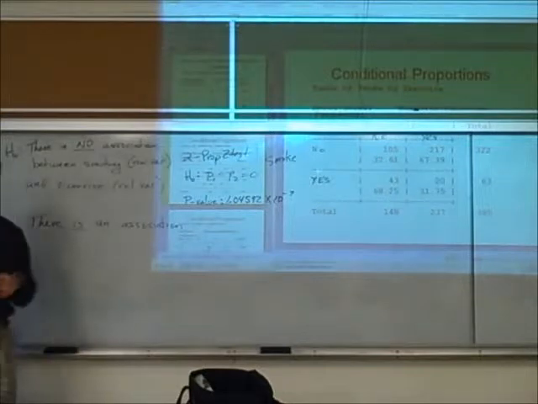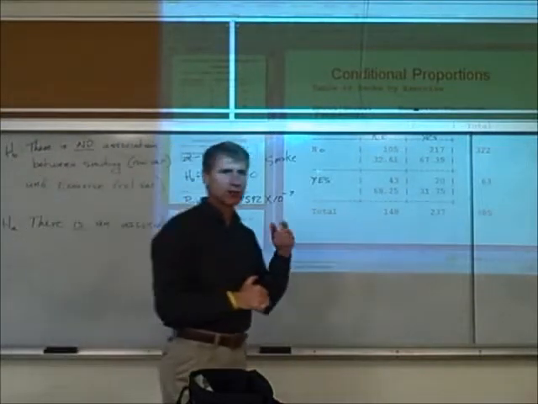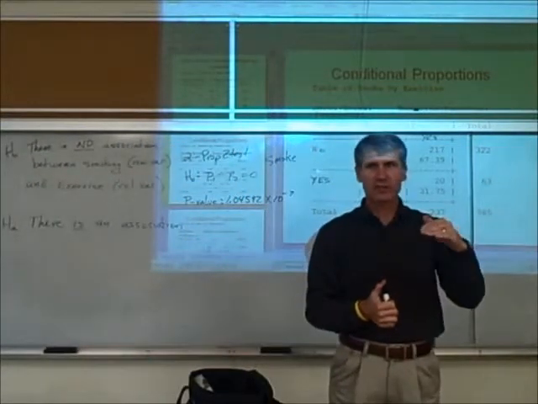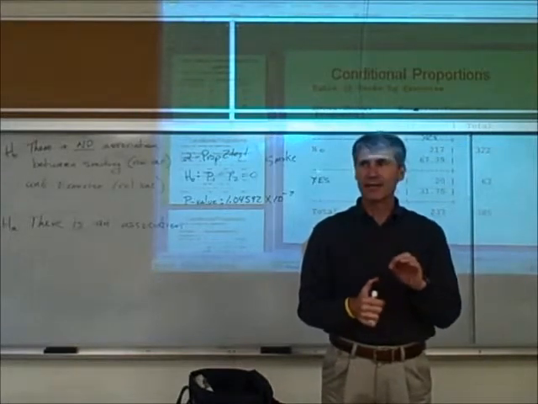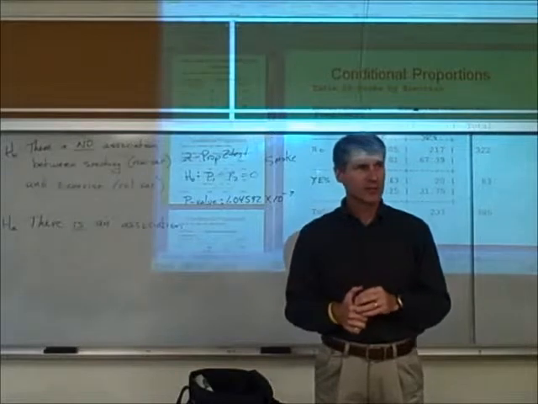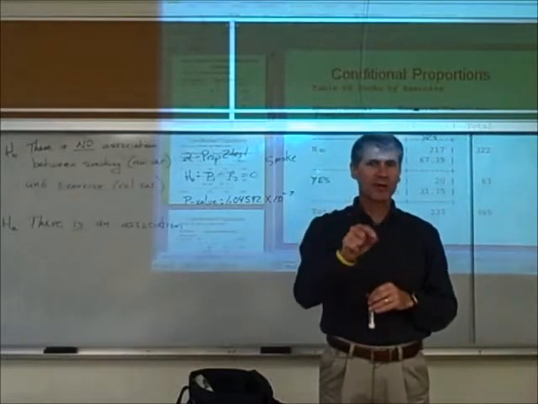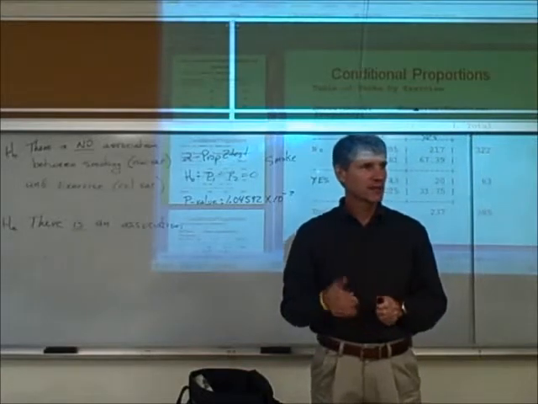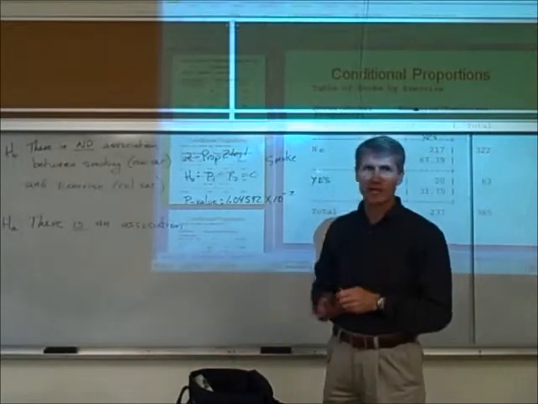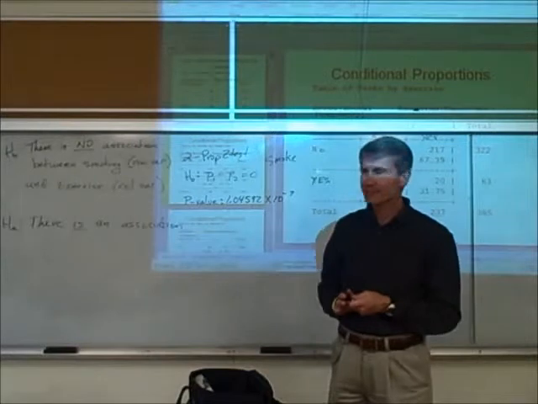And all chi-square tests are set up that way. The null hypothesis is no association. The alternative is there is association. But I want you to write it out in context, which means don't just say between the row variable and the column variable. Say what those variables are. Okay? There's no association between smoking and exercise for this particular problem.